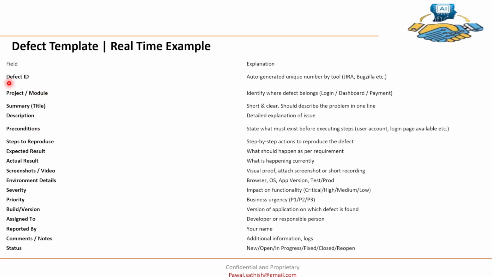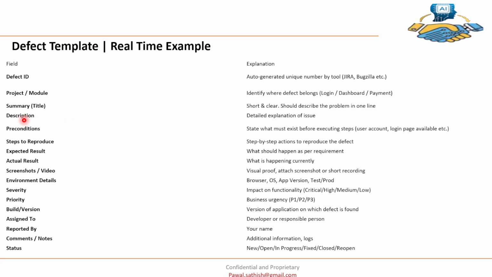The first field is the defect ID. It should be auto-generated. If you are using a tool like Jira or Bugzilla, it will be taken care of by the tool itself. Then we need to select the module or project name, identifying where the defect belongs, whether it's related to the login feature, the dashboard, or any other feature. Then the summary. We need to give a short and clear summary that describes the problem in one line only.